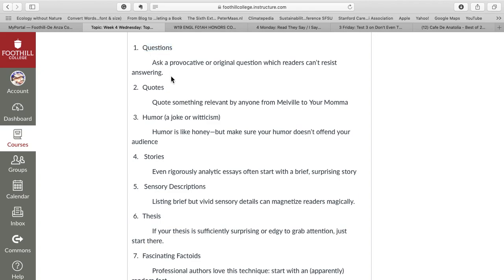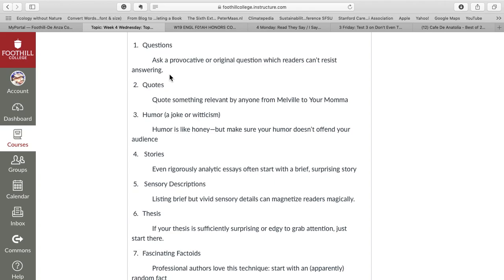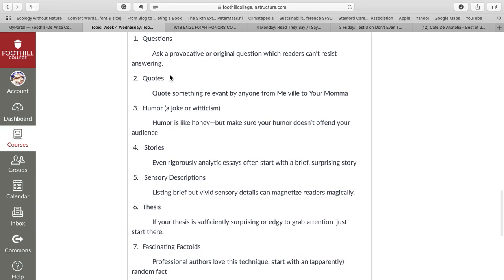My very generic example here, nothing to do with Marshall: ask a provocative original question which readers can't resist answering. You can start with a quote. So these are the same two things I told you about titles. Start with a question, start with a quote. And when I say the intro, I mean the first 2 or 3 sentences. That's all I mean, too. Not the first 2 or 3 pages.